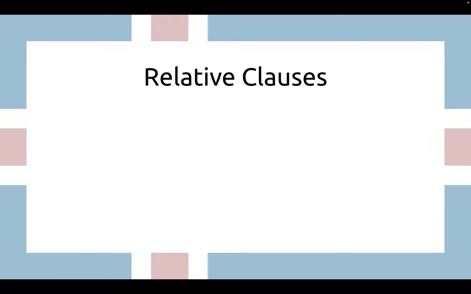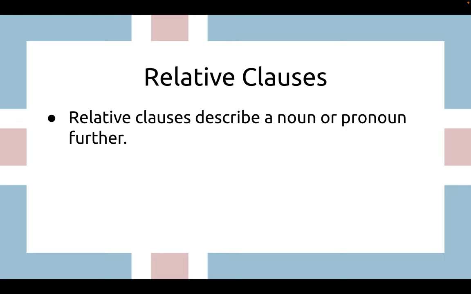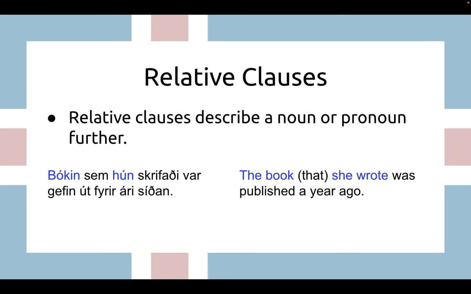Okay, the last thing I want to talk about with the nominative is the relative clauses. This is when we use a separate phrase to describe a noun or pronoun more. For example, here I'm just going to read the English one first. The book that she wrote was published a year ago. In Icelandic, bókin sem hún skrifaði var gefin út fyrir ári síðan.